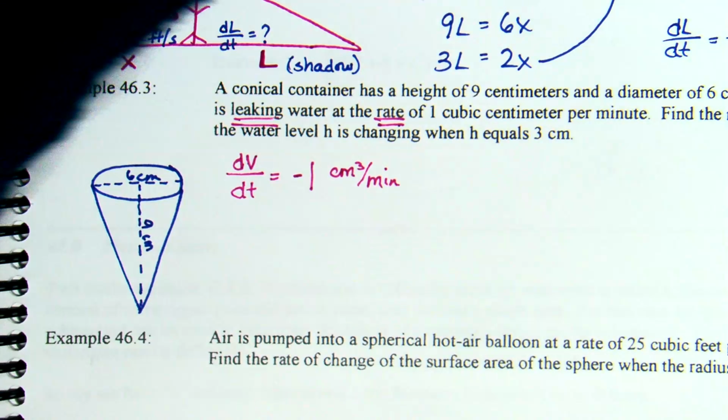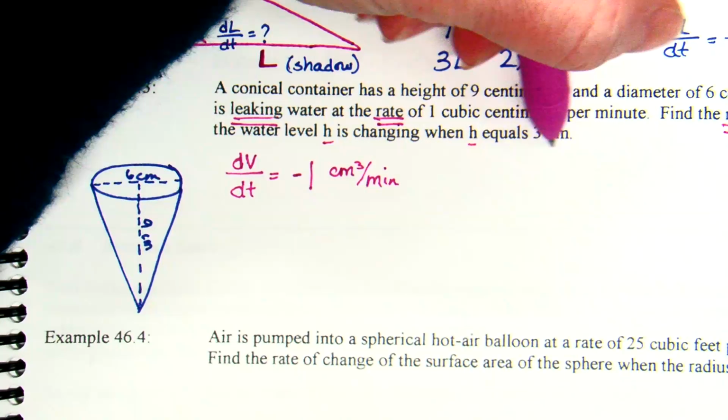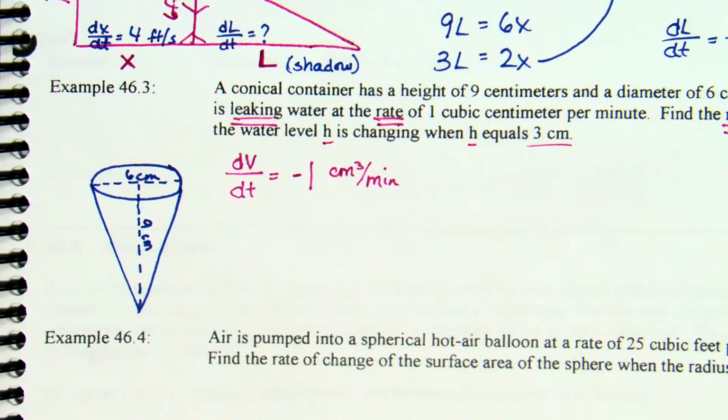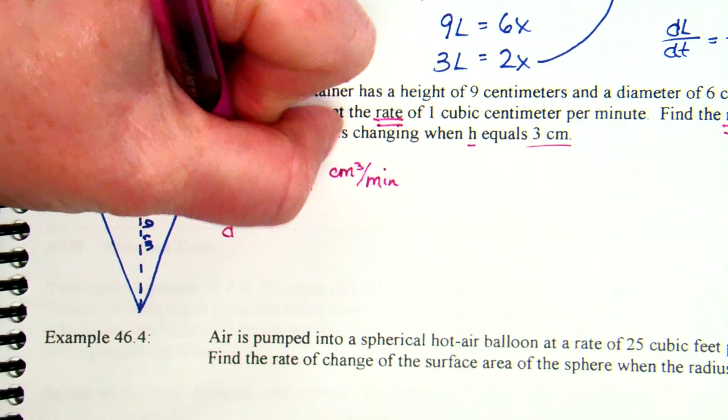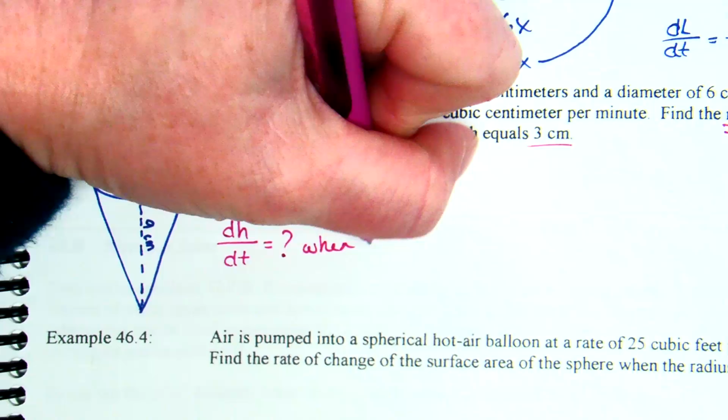Now, what are we being asked to find? Find the rate at which the water level h is changing when h equals 3. So what is it I'm trying to find? dh/dt. Good. So we're going to try and find dh/dt when h equals 3.